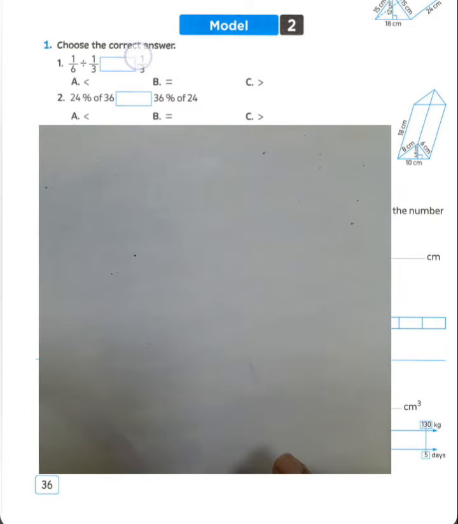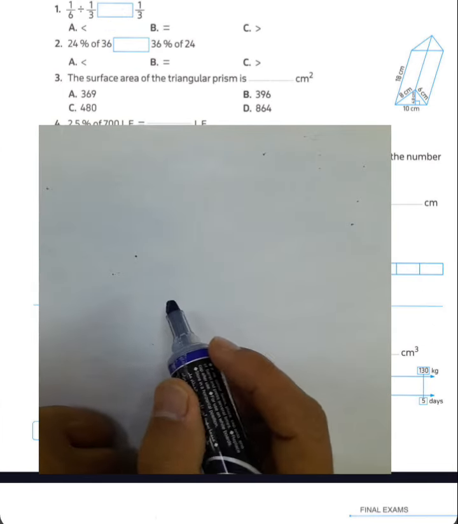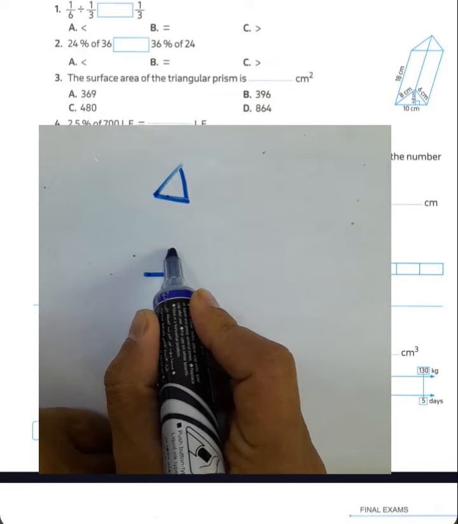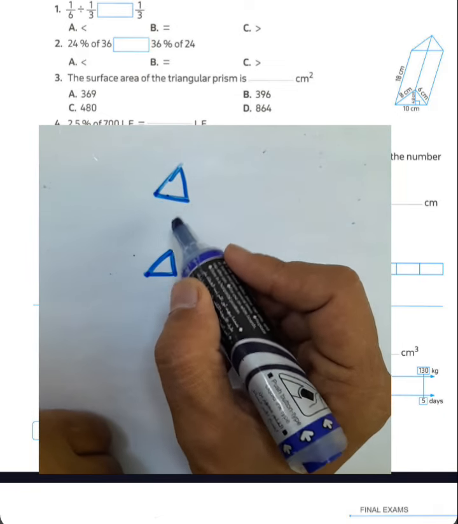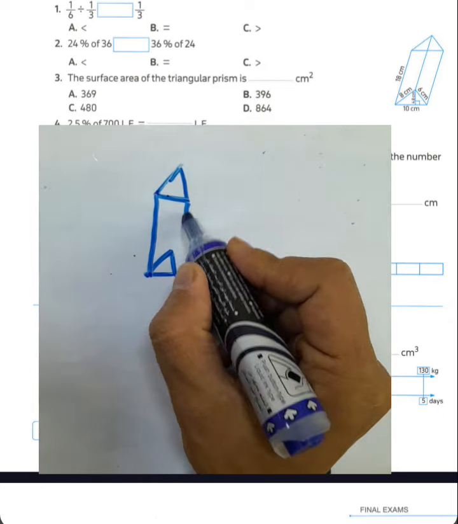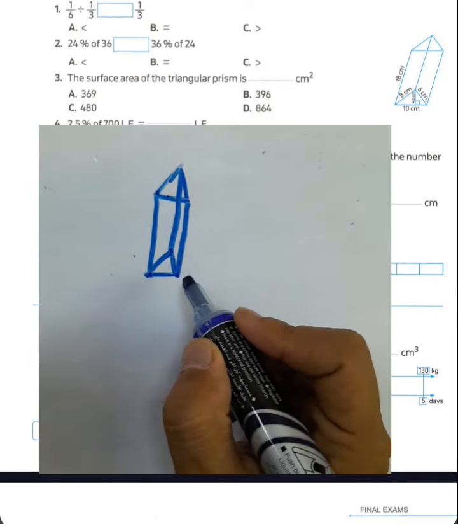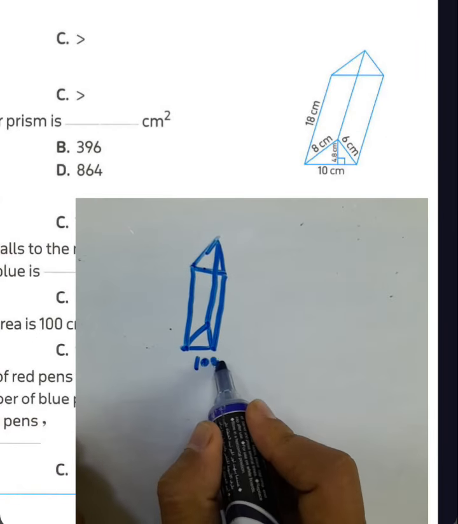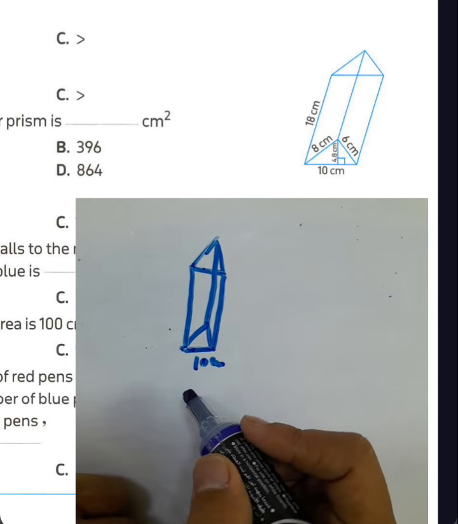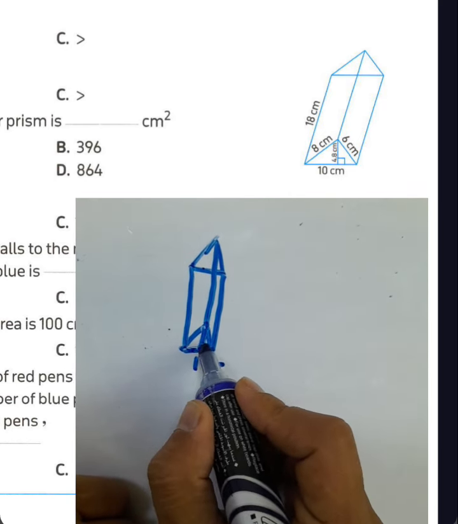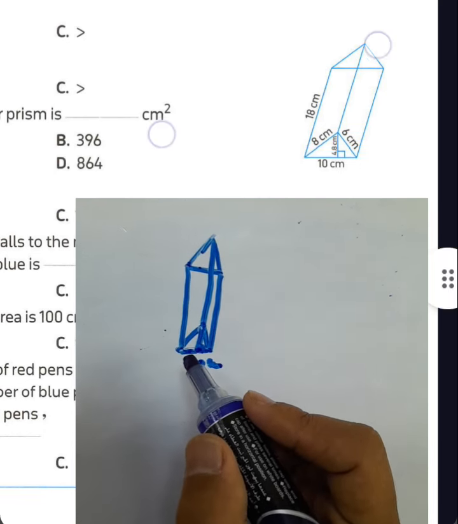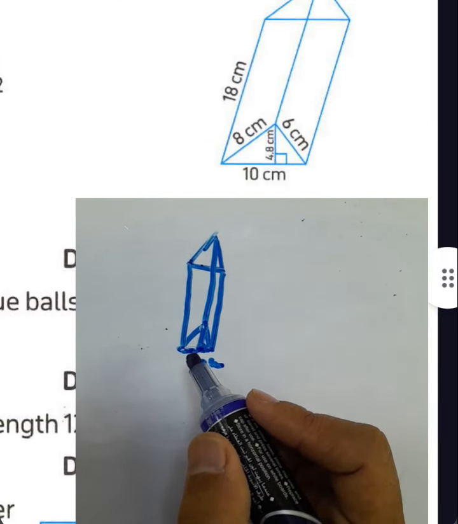Next example. The surface area of a triangular prism is what? We want to find the area. We have here a triangle, and here again a triangle. We can find the area of each one of them and multiply by 2. Dimensions here: he gives us the dimension 10 centimeters, the base of the triangle, and the altitude here equals 4.8 centimeters. Okay, 4.8.